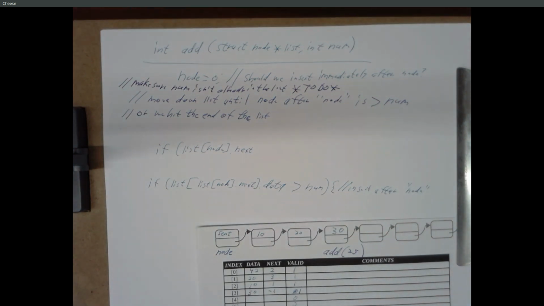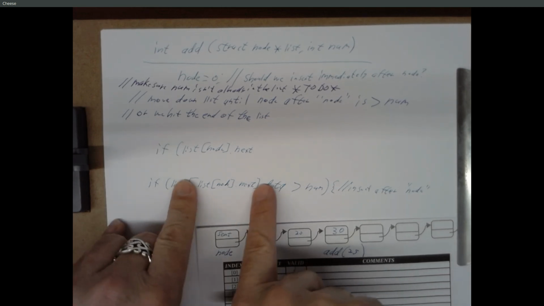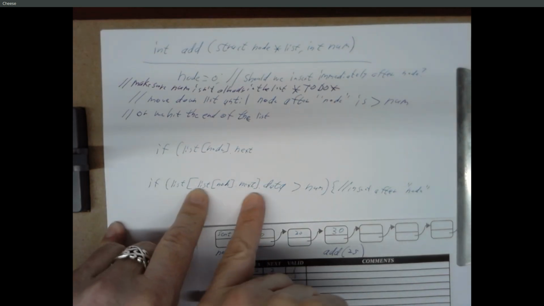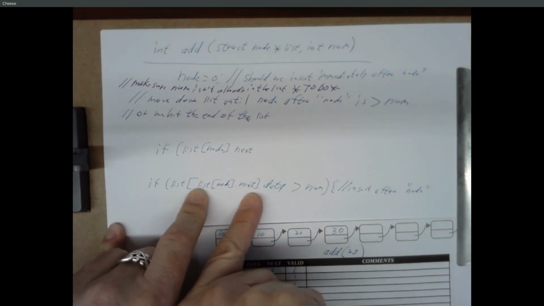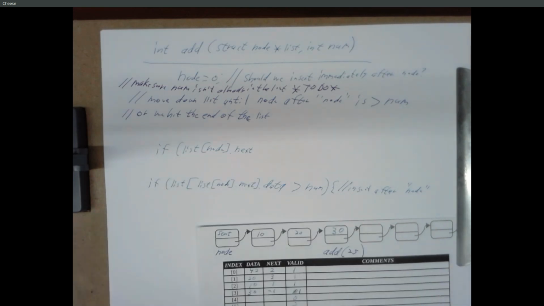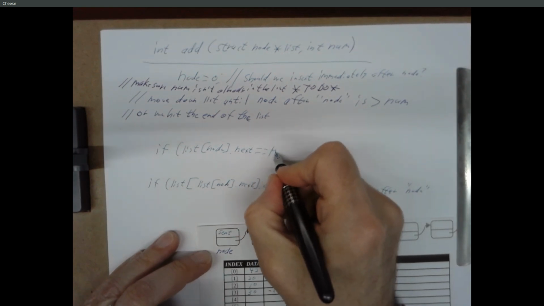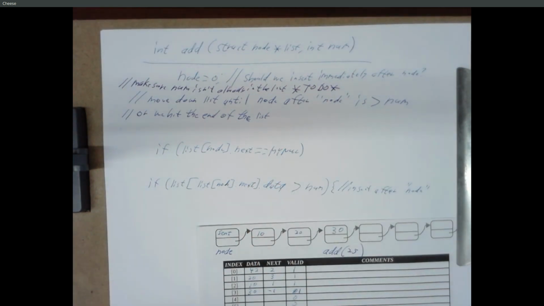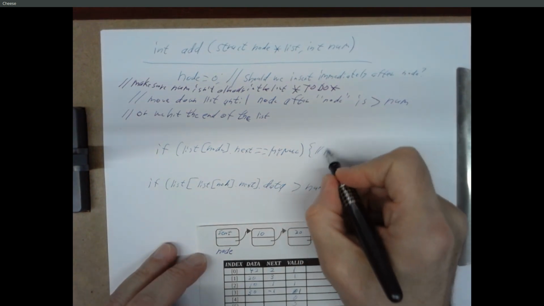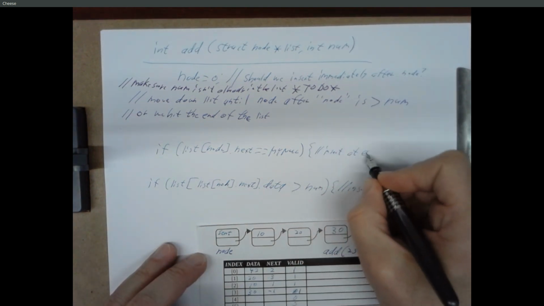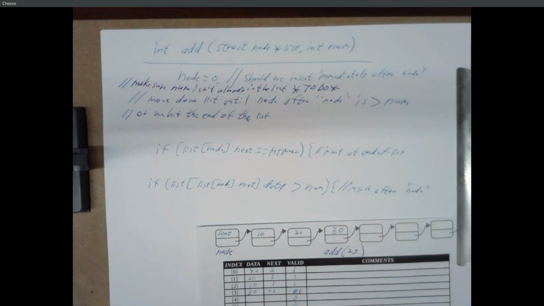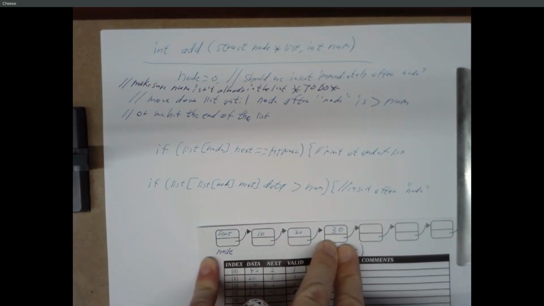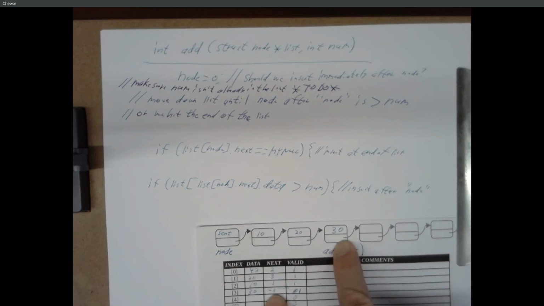But there's a problem in here, which is if list bracket node.next is -1, this is going to say, look at list bracket -1, that might seg fault. So first thing I'm going to do is say if list bracket node.next equals my_null, then I want to insert at end of list. That's the case where node was right here and I was adding something like 35. And so list bracket node.next is equal to -1.